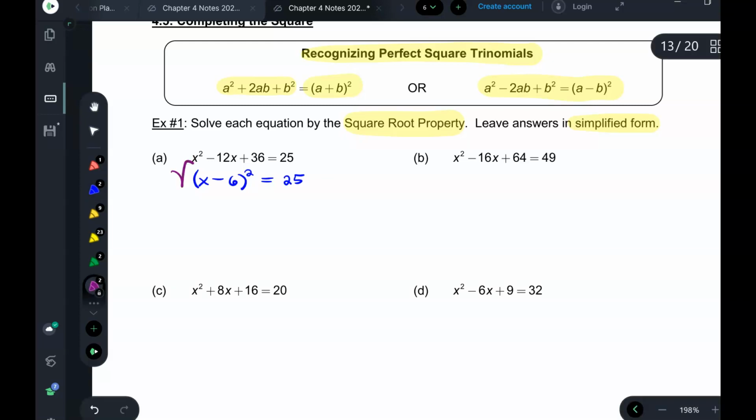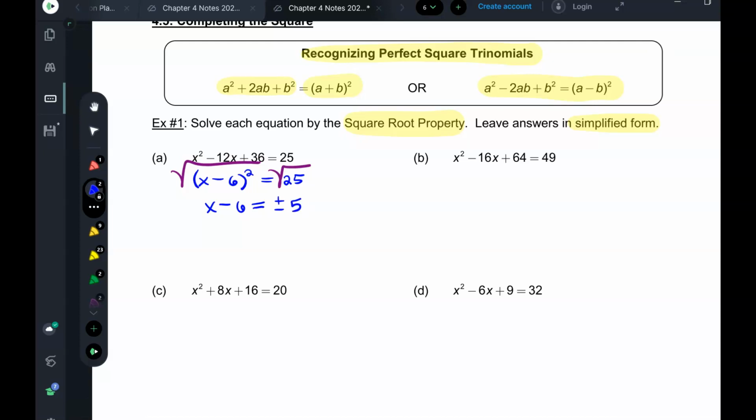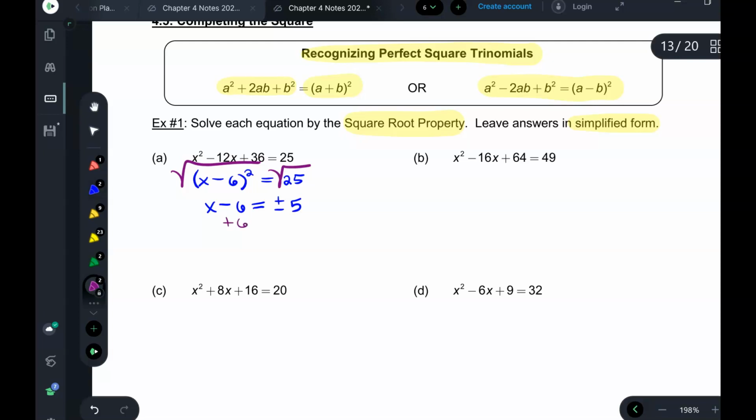Okay, so I'm going to take the square root. X minus 6 equals, don't forget, there's a plus or minus 5. So if I add 6 to both sides, I should get 2 answers. Why do you need 1 or 11?